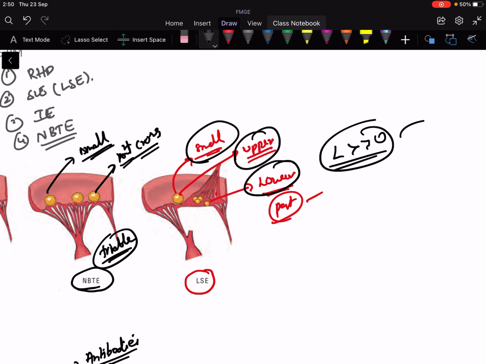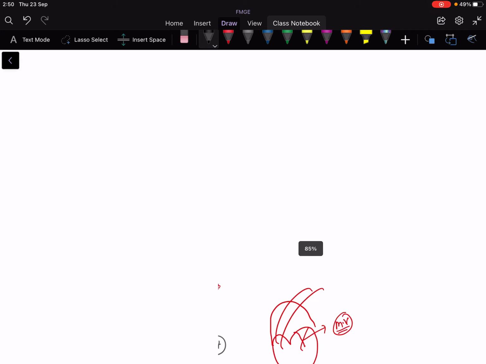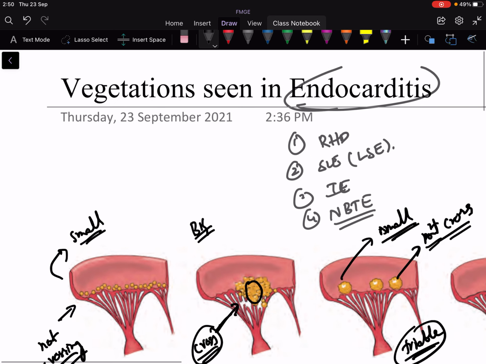So that was about endocarditis, the different types of vegetations seen in endocarditis.